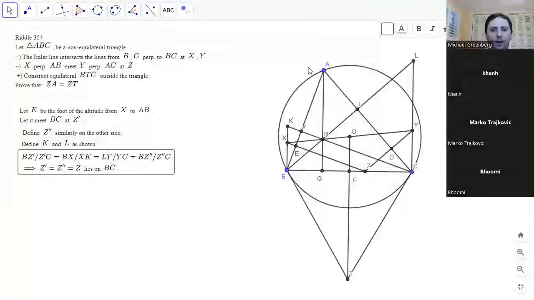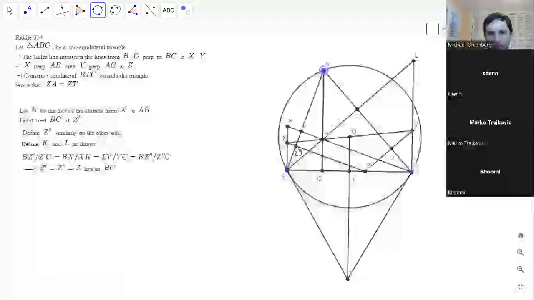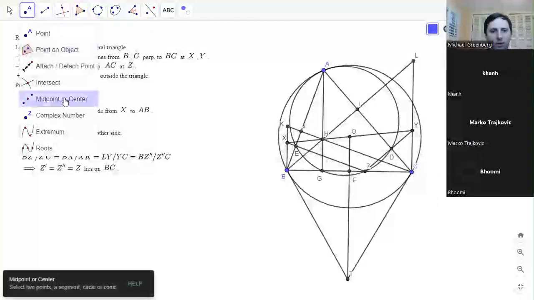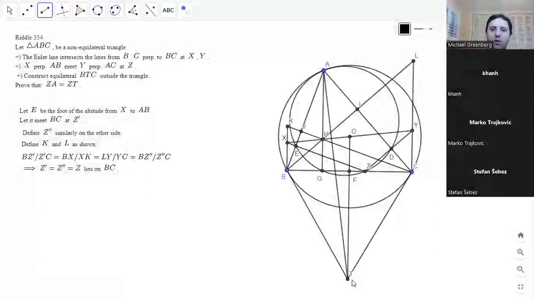And then once we know that, it's equivalent to saying that the circumcircle AEZ passes through the midpoint of AT. That is equivalent to the problem. Oh, really? Okay. What's equivalent to the problem? AEZ passing through the midpoint of AT. Yeah, AEZ.